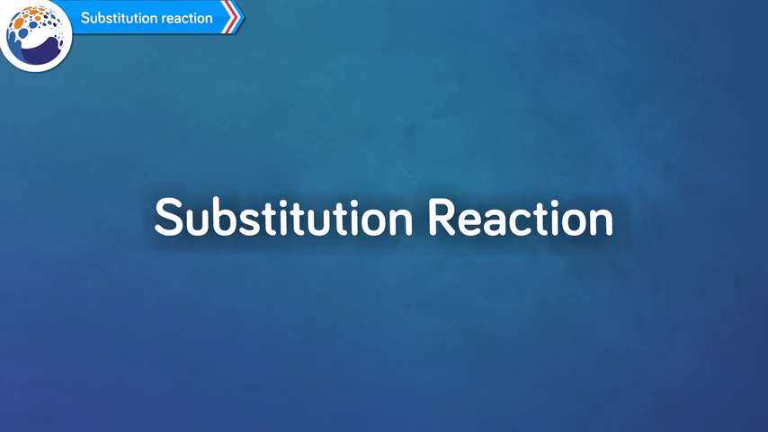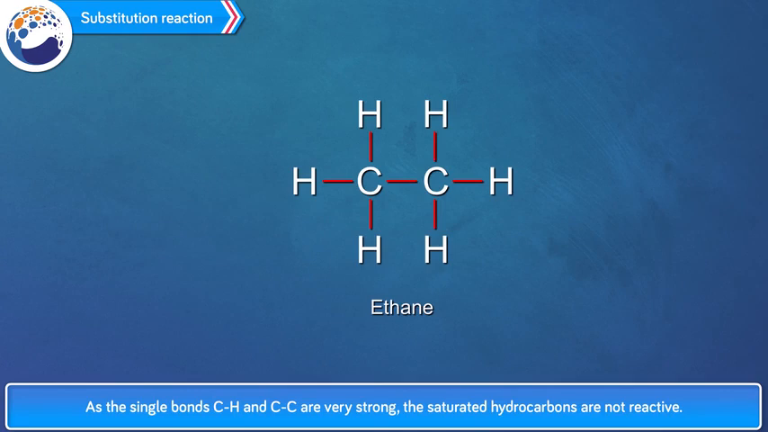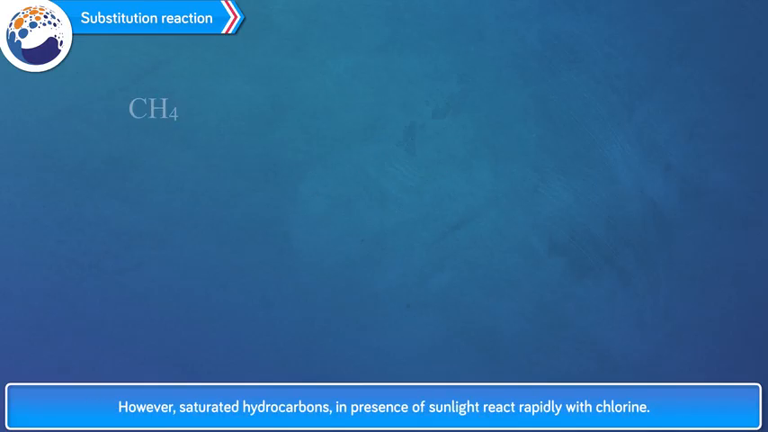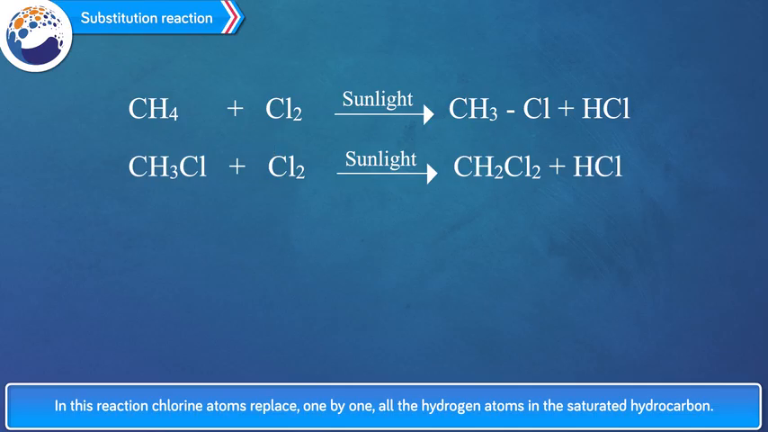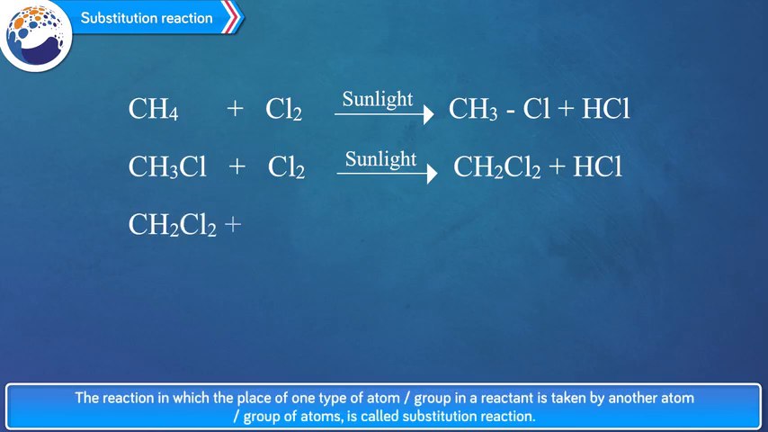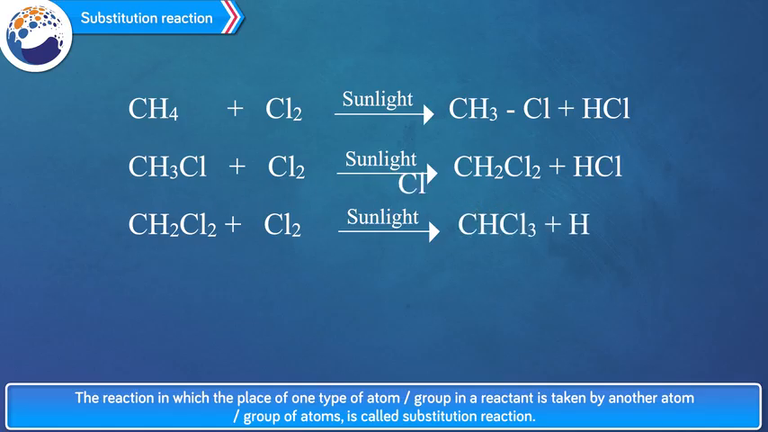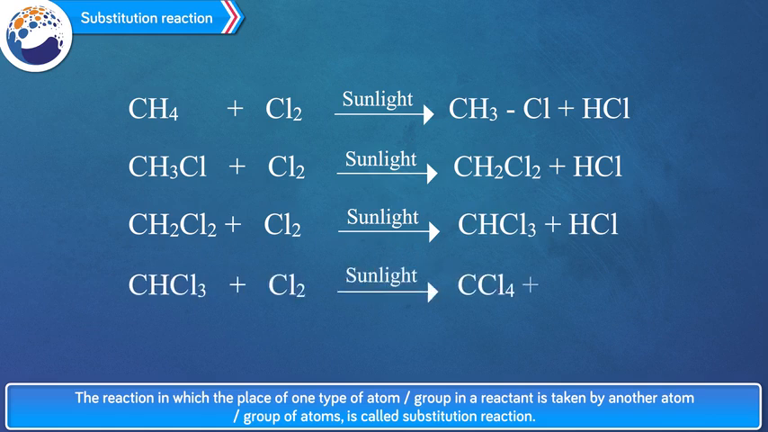Substitution reaction. As the single bonds C-H and C-C are very strong, the saturated hydrocarbons are not reactive. However, saturated hydrocarbons in presence of sunlight react rapidly with chlorine. In this reaction, chlorine atoms replace one by one all the hydrogen atoms in the saturated hydrocarbons. The reaction in which the place of one type of atom or group in a reactant is taken by another atom or group of atoms is called substitution reaction.